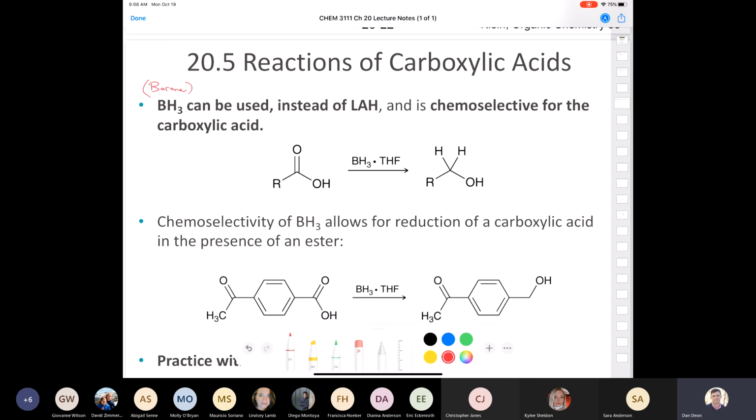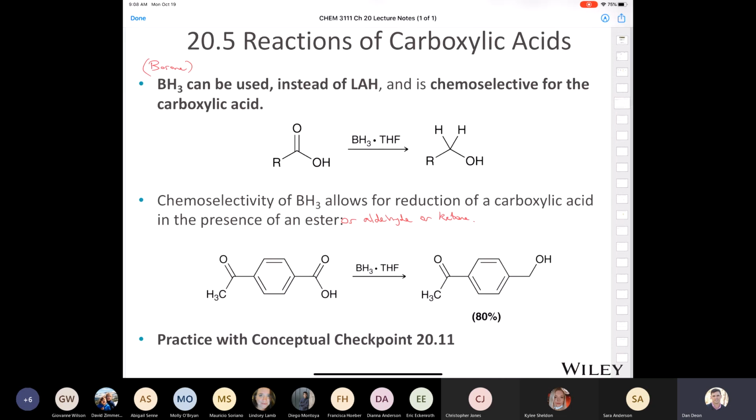If you need me to jog your memory on what chemoselective means, all chemoselectivity means is that it allows for the reduction of a carboxylic acid in the presence of other carbonyl groups. So it says here, of an ester or aldehyde, or a ketone. So BH3 and THF together are going to reduce a carboxylic acid in the presence of any of these carbonyl compounds. And here we have a ketone, and it is untouched by this reaction. So we treat it with borane and THF, and we do the reduction.